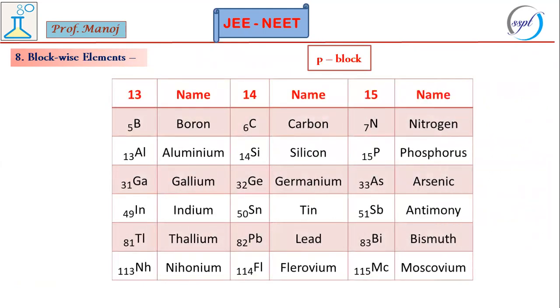These are the names of elements: boron, aluminium, gallium, indium, thallium, carbon, silicon, germanium, tin, lead, nitrogen, phosphorus, arsenic, antimony, bismuth. The last three elements, nihonium, flerovium, moscovium, we don't study them in our syllabus. They are quite recent elements and their properties are not 100% known yet.